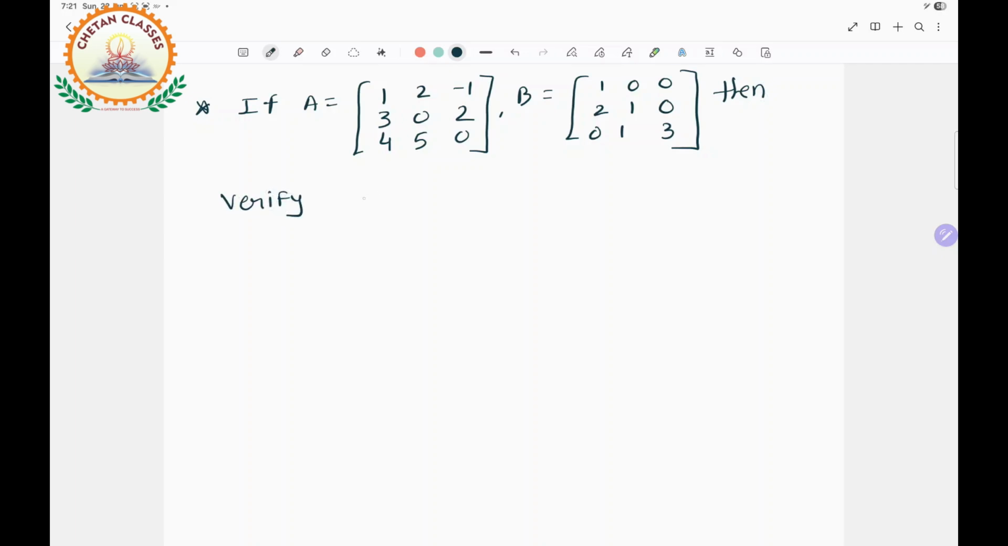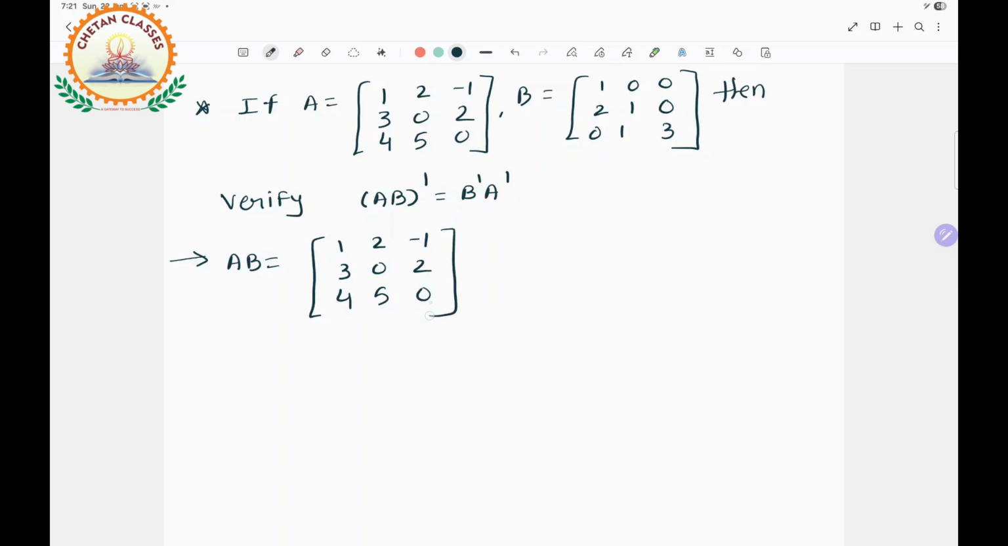verify AB transpose is equal to B transpose A transpose. So first find AB. So AB is, A is 1, 2, minus 1, 3, 0, 2, 4, 5, 0 into matrix B 1, 0, 0, 2, 1, 0, 0, 1, 3.